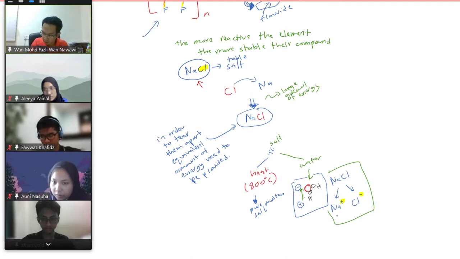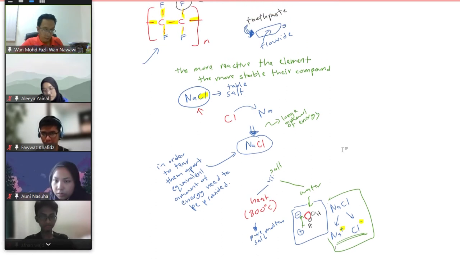Salt has different polarity, positive and negative. When you put salt in water, the water molecule, which is polar, will try to dissolve it. That's why salt is easily dissolved in water. But when you try to heat it, it takes a lot of heat in order to break them apart. Okay, so that is about the polarity and so on.